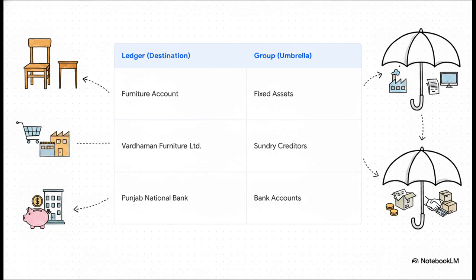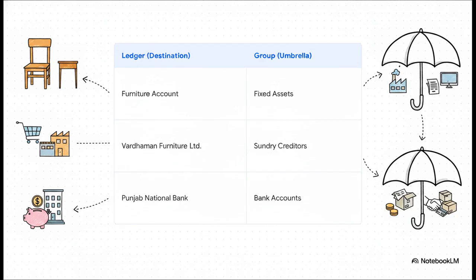If we look at the specific destinations and map them to their overarching umbrellas, it clicks. A furniture account is an individual ledger. It maps perfectly to the fixed assets group because, well, it's a long-term piece of value your business owns. Now, consider a specific supplier account, like Vardhaman Furniture Ltd. This ledger falls under the sundry creditors group. The logic here is vital. They supply us, so we owe them money.